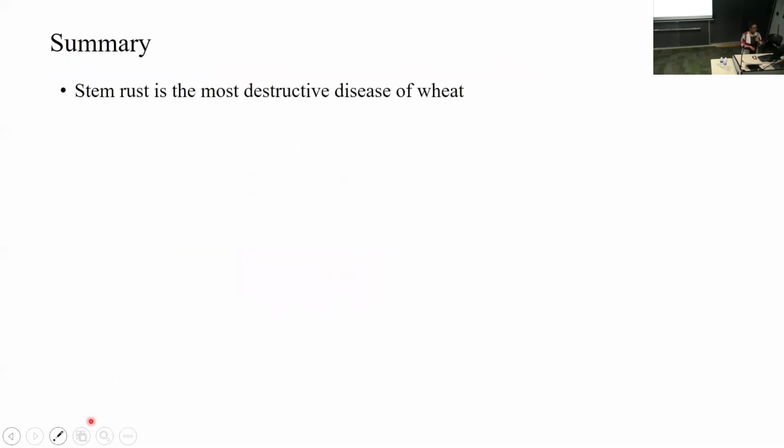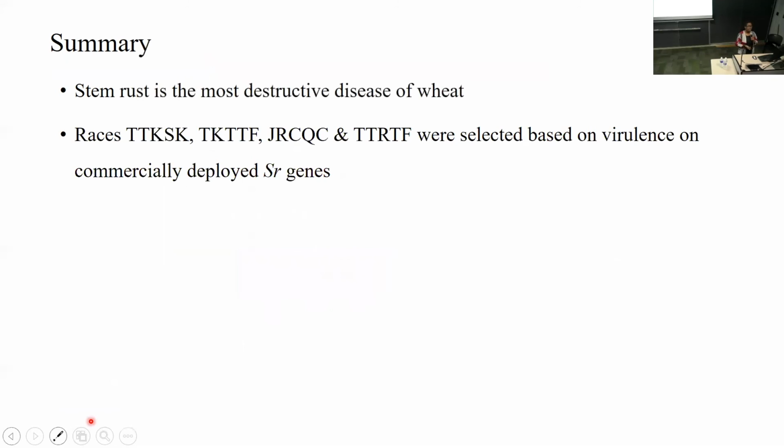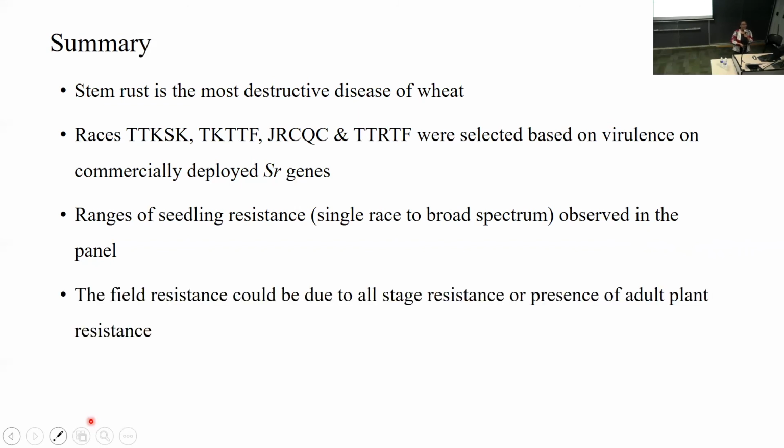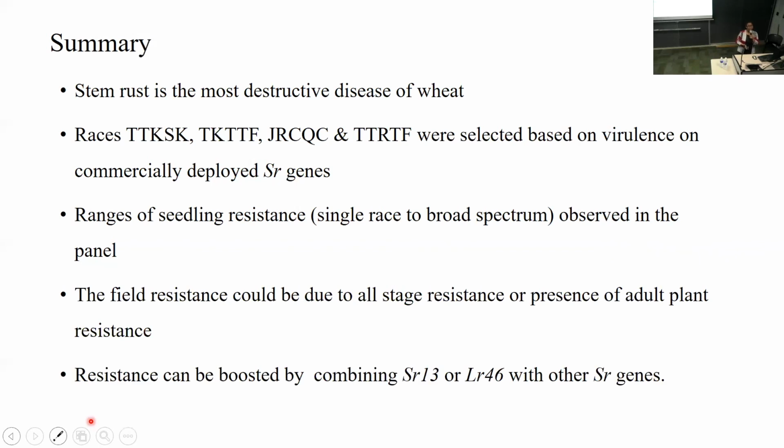So in summary, stem rust is the most destructive disease of wheat. The races TTKSK, TKTTF, GRCQC, and TRTF were selected based on their virulence on commercially deployed SR genes. And ranges of seedling resistance from single race to broad spectrum were observed in the panel. The field resistance we observed could be all-stage resistance, that means it's qualitative, or due to the presence of adult plant resistance. This we'll see later after getting the marker data and doing the analysis. And resistance can be boosted by combining SR13 or LR46 with other SR genes.